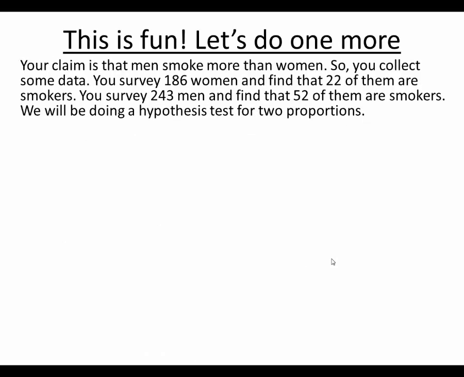And then one last one, looking at two proportions. So claims that men smoke more than women. We take a survey of women and men and find out the proportions of smokers. The proportion of male smokers is 52 out of 243. The proportion of female smokers is 22 out of 186. Again, for the two sample hypothesis tests, we're always going to have a null that the proportions are equal, and the alternative is that the proportions are not equal.